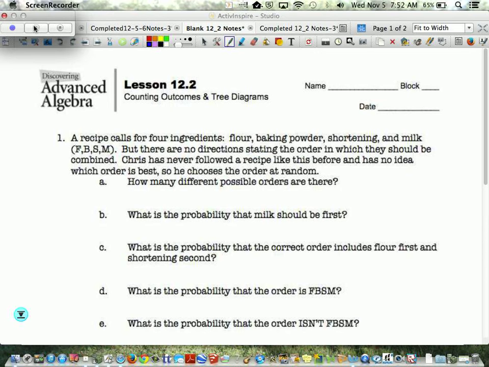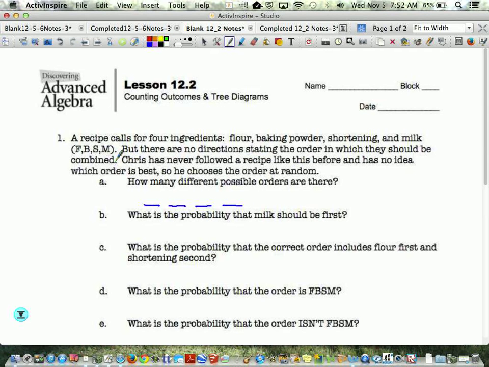But there are no directions stating the order in which they should be combined. Chris has never followed a recipe like this before and has no idea which order is best, so he chooses the order at random. How many different possible orders are there? A lot of times we'll just put the 4 blanks down.